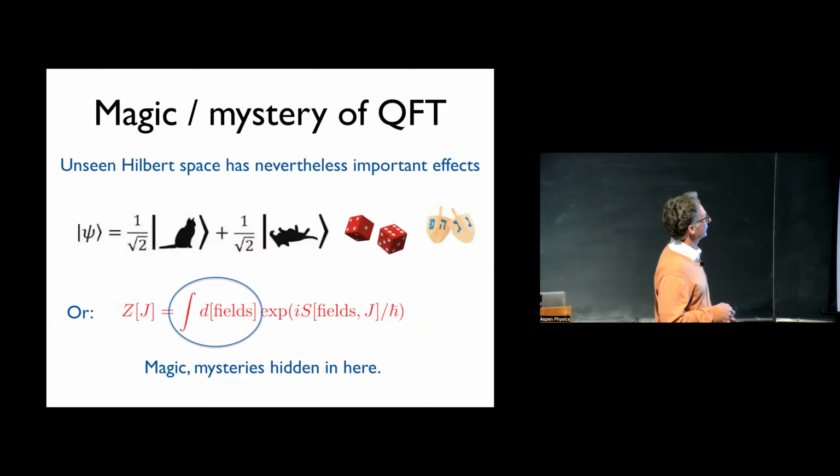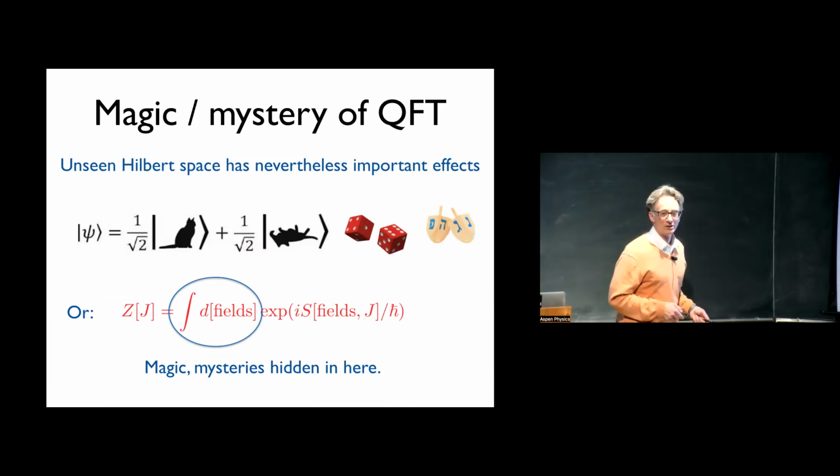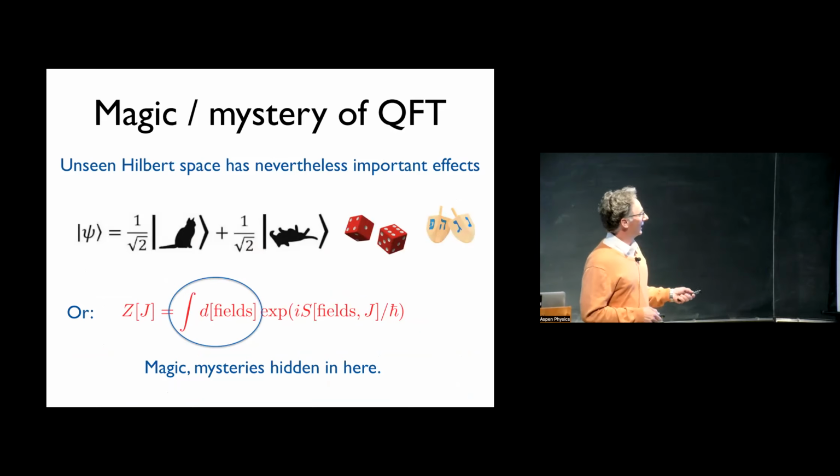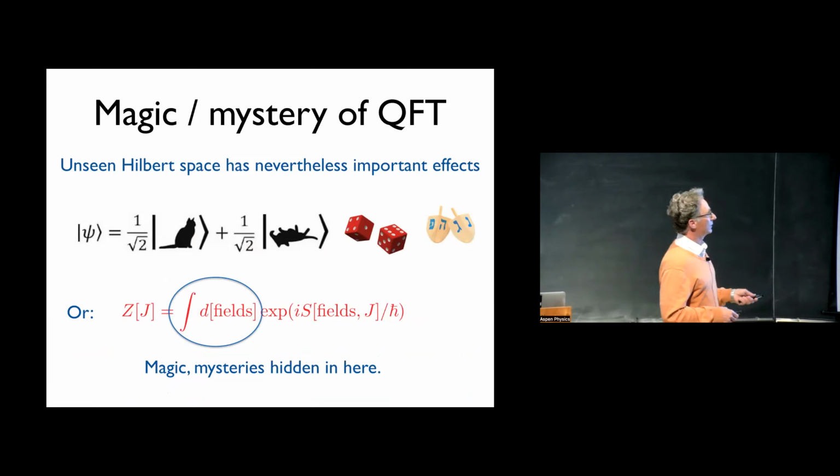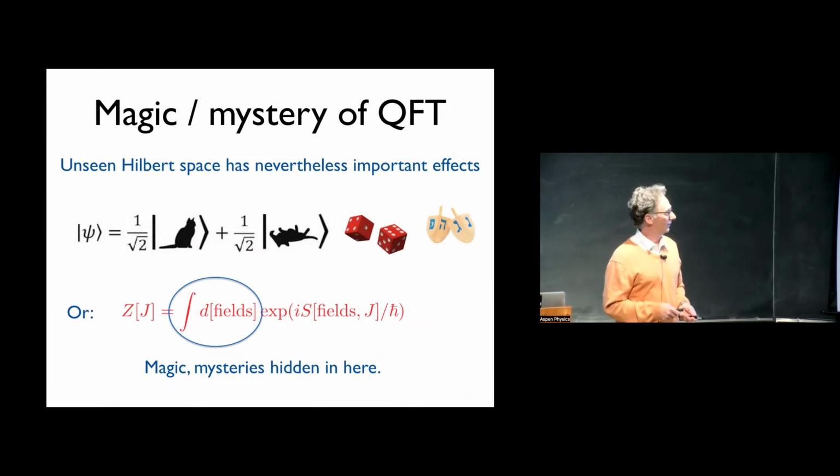There's magic or mystery in quantum mechanics and also quantum field theory because of the unseen Hilbert space. In quantum mechanics, we have some state, which could be a superposition of different states, like the cat of Schrodinger's equation. And we don't directly see the state in the Hilbert space, but it nevertheless has important consequences. So nature rolls the dice, and we can see what the outcome is with some probability.